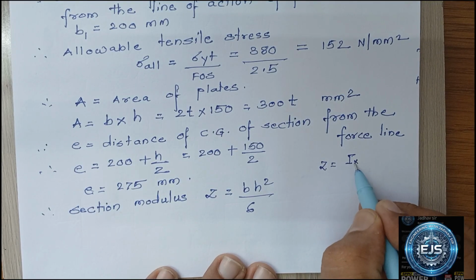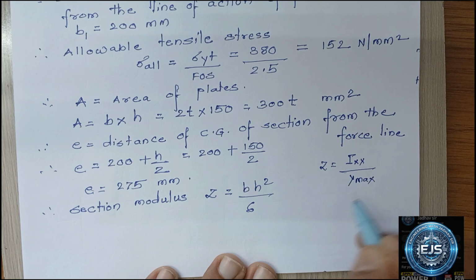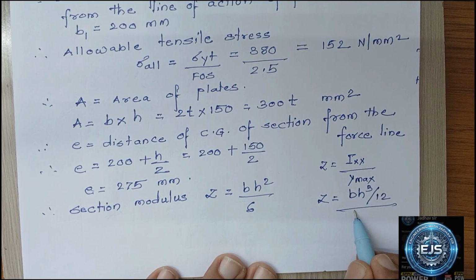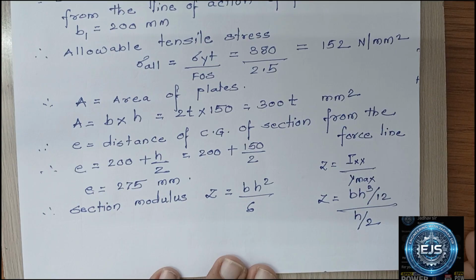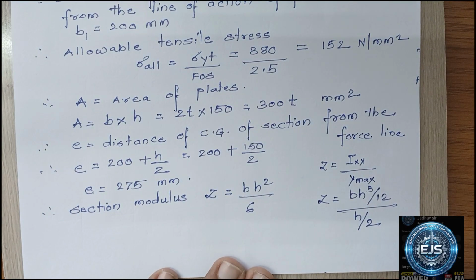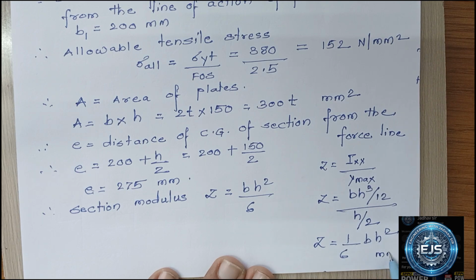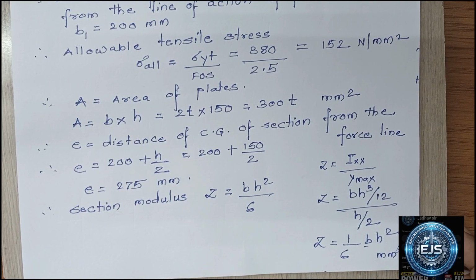So Z is equal to Ixx upon Y max. Section modulus Z is equal to Ixx, which for a rectangular section is BH cube divided by 12, and divided by Y max, which is half of the depth. Depth is 150. So the distance of the outermost surface from the CG of this section is h by 2. So 2 will go in the numerator, so it is 2 divided by 12, that is 1 by 6. H cube upon h is h square. So the Z formula becomes 1 by 6 into BH square, and its unit is mm cube because width is in mm and depth is also in mm. So mm into mm square is mm cube, the unit of the section modulus Z.